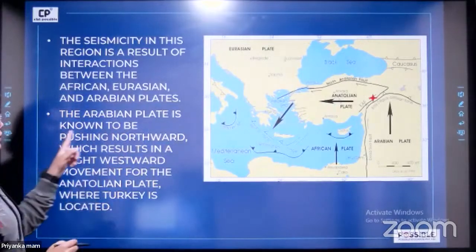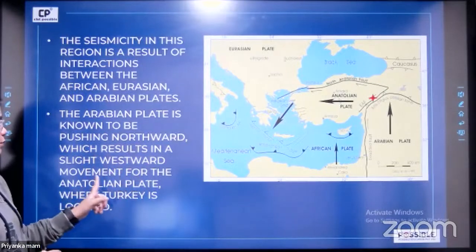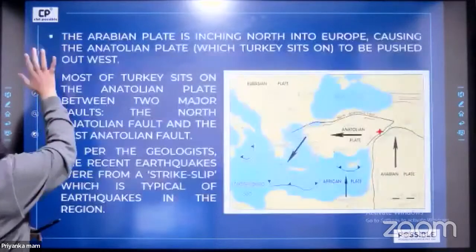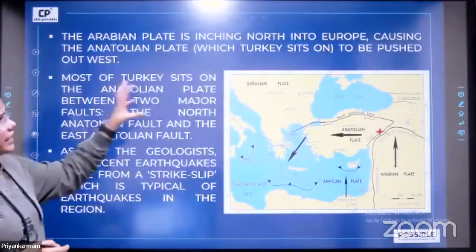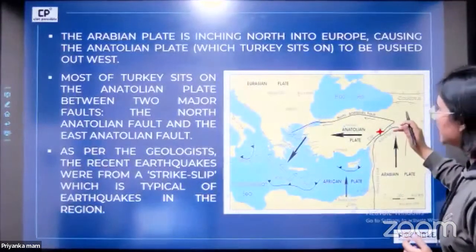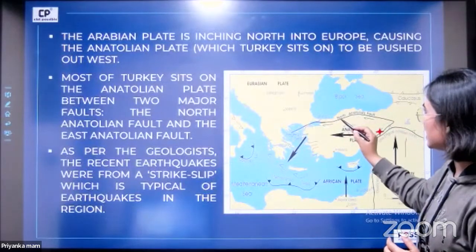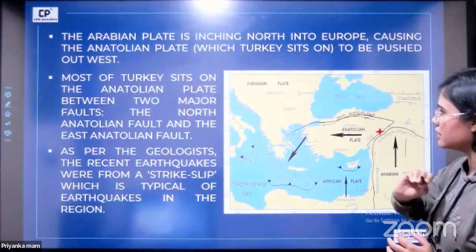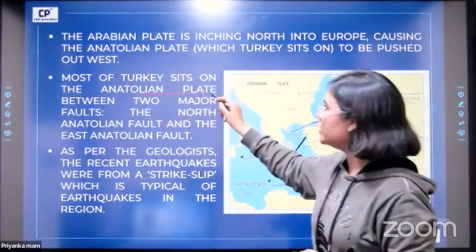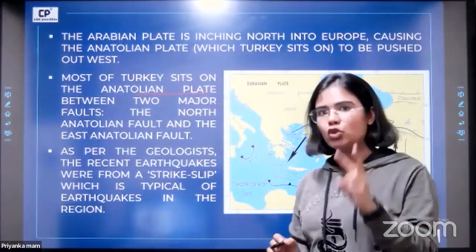So the Arabian plate is known to be pushing northwards, which results in a slight westward movement for the Anatolian plate where Turkey is situated. Now, the Arabian plate is inching into the north of Europe. This Arabian plate is going up, because of which this is moving, and somewhere a fault line came, which I can see here, because of the North Anatolian fault, right? And most of Turkey sits on the Anatolian plate. Very important. And there is not one fault, there are two faults.